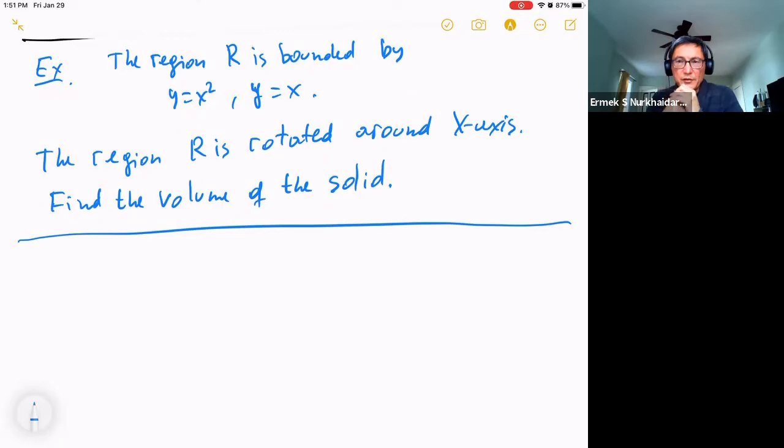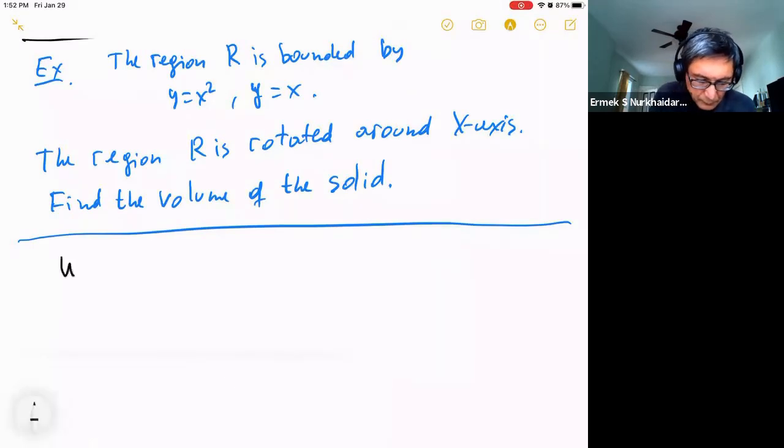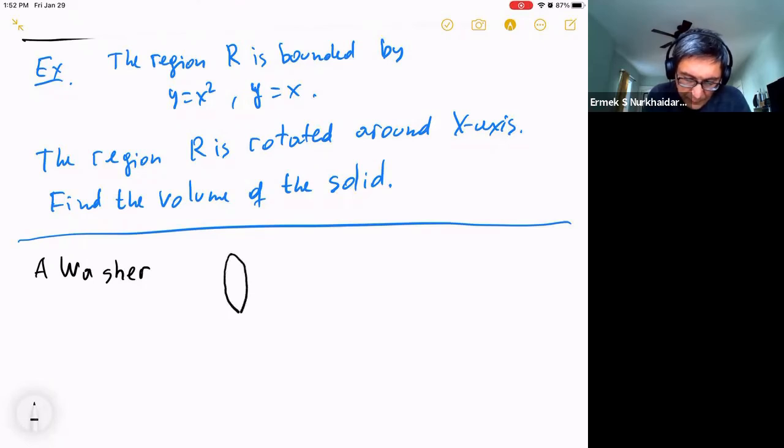I guess first level it should introduce the washer. We can do it with washer. So let's see. What is a washer? A washer is a thin three-dimensional object, which basically is thin, and it has a hole inside. It's very thin.